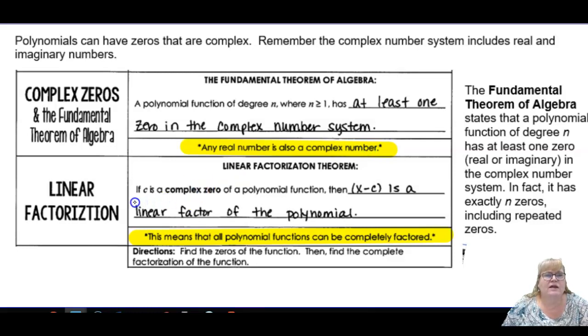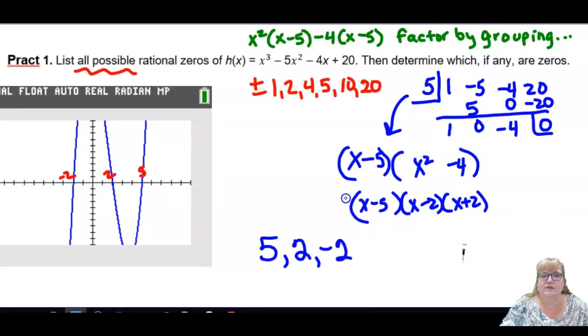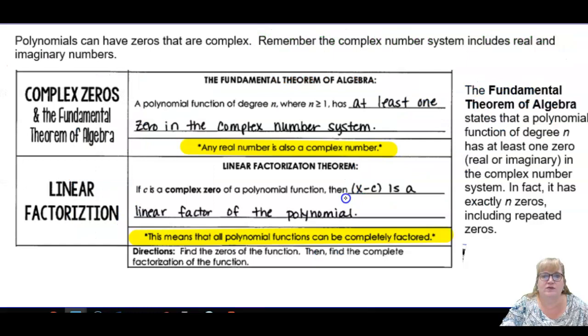All right. A linear factorization says if c is a complex zero of a polynomial, then x minus c is a linear factor of the polynomial. Well, I just did those linear factors on the last problem, okay? It turned out x minus 5, x minus 2, x plus 2. All right, all polynomial functions can be completely factored. The problem is they don't all have linear factors, okay? We're going to now find the complete factorization of the function.